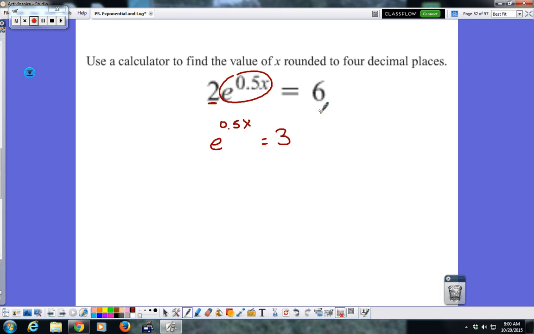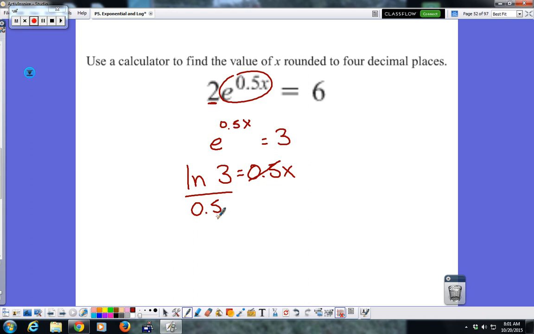And nothing else can be moved over, so change forms. That'd be log base e, which is your natural log. Log base e of 3 equals 0.5x. If you would like to, go ahead and get x by itself. Since that's being multiplied, go ahead and divide by 0.5.